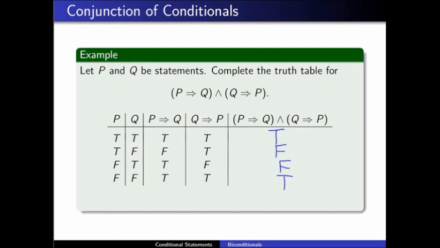Notice in this example that the compound statement is true only when P and Q were both true, or when P and Q were both false. And the compound statement is false when P and Q have different truth values in the middle two rows. This means that P and Q are equivalent statements. This example that we are looking at here is known as a biconditional statement, combining two conditional statements together.